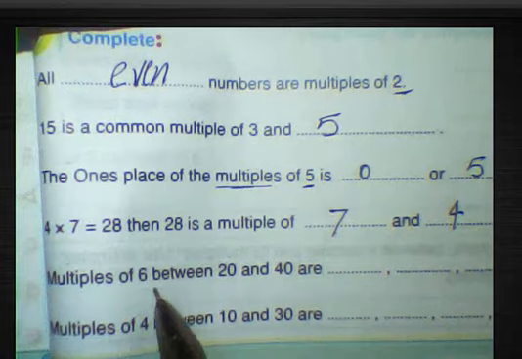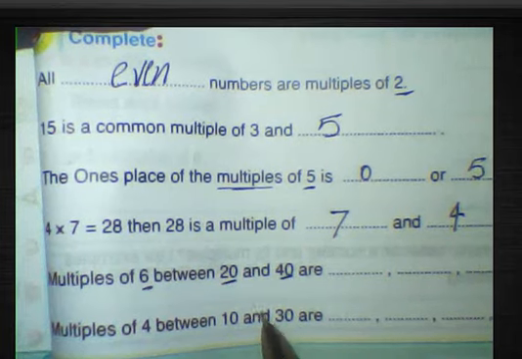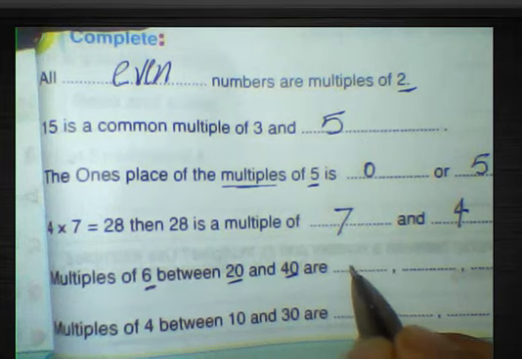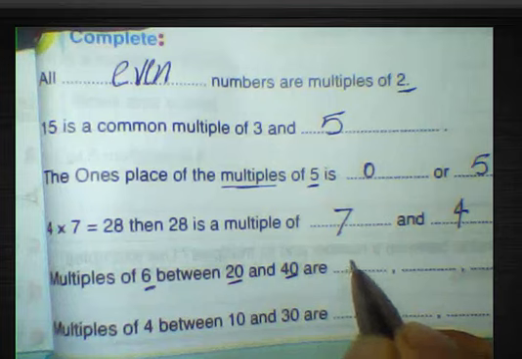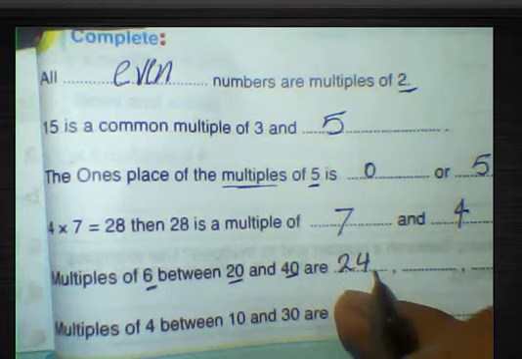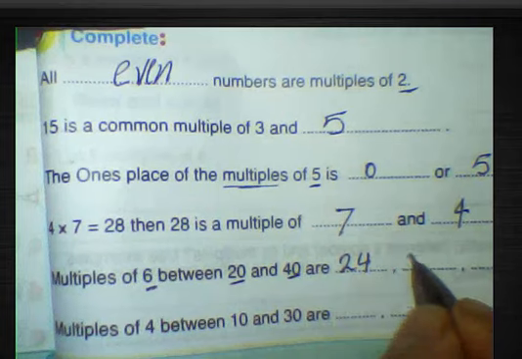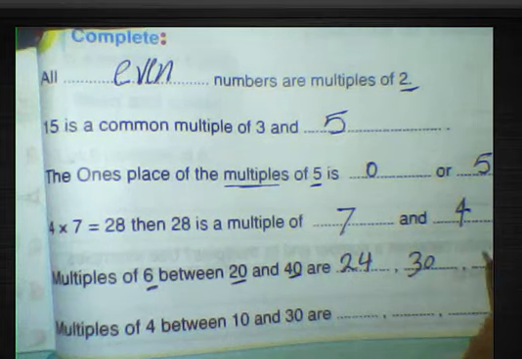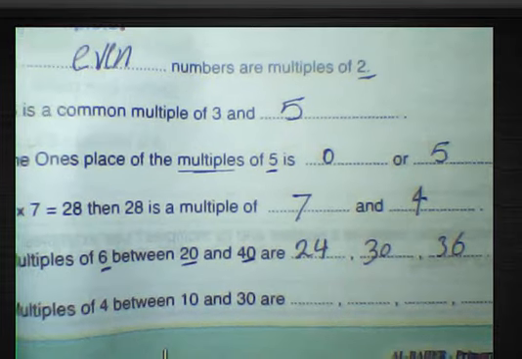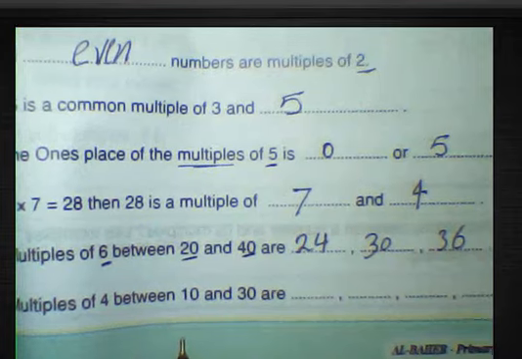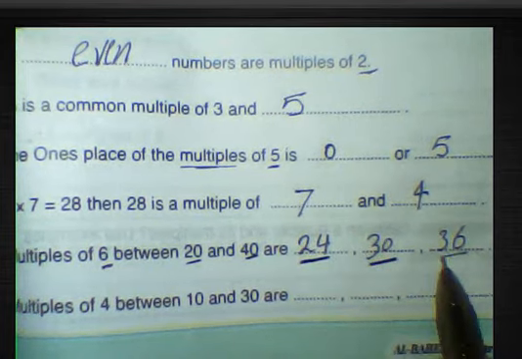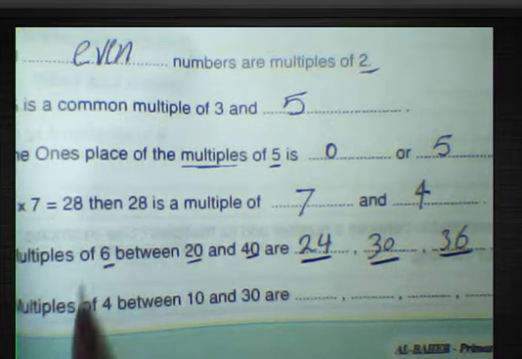Multiples of 6 between 20 and 40. 6 plus 6 is 12. 12 plus 12 equals 24. Right here, 24. And then add 6 to 24 here, it will be 30 and 36. Okay, multiples of 6 between 20 and 40 will be 24, 30 and 36. All numbers here can divide by 6.